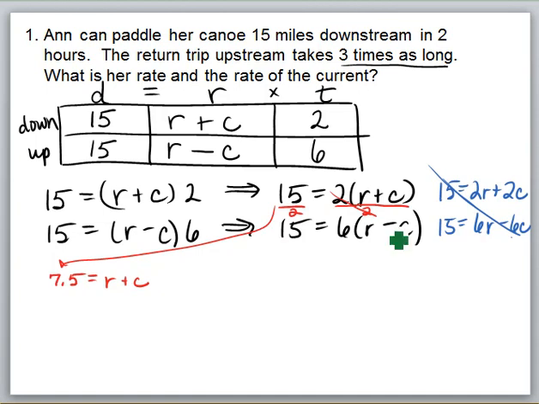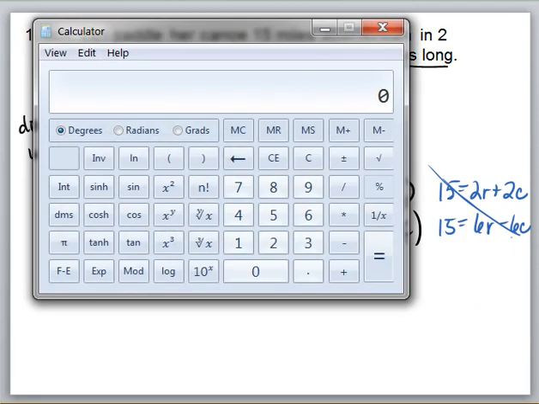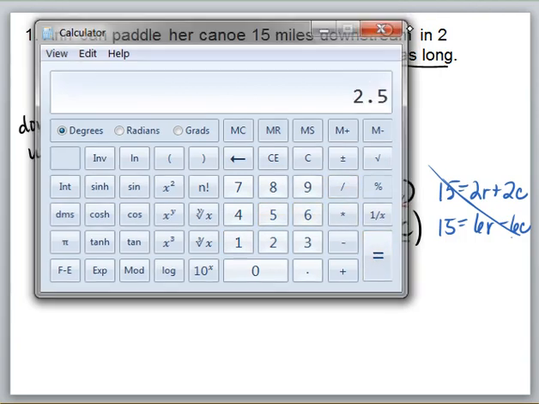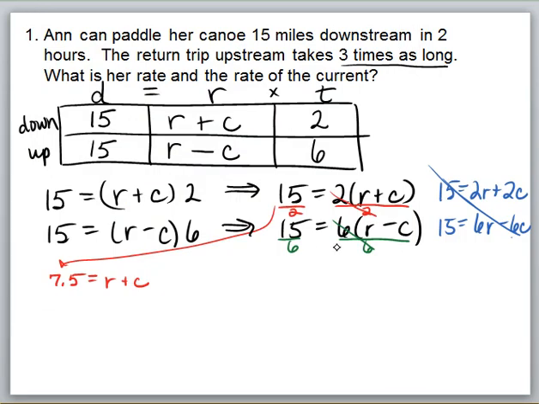I'm going to do the same thing here, except I'm going to divide by 6 on both sides. When I do that, it creates 15 divided by 6. 15 divided by 6 is, let's bring up the calculator so you can see, 15 divided by 6, 2.5. So you guys can use your calculators, and I showed you how you can do that on the calculator. So we'll get 2.5 equals r minus c.